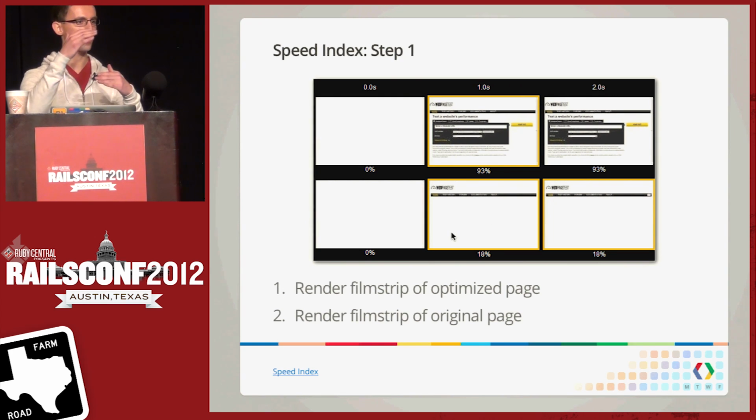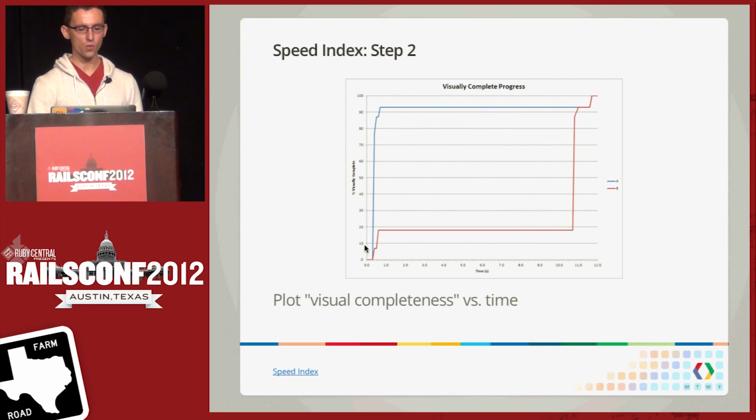So now we have these 2 film strips, and we can kind of eyeball this and plot it. At 1 second in, roughly, let's say 90% of the top one is there visually, whereas 15 or 20% is there for the bottom one. So we can produce a graph like this that says, okay, 1 second in, we're 90% done. For the second page, we're about 18% done, right? So we can plot this over time.